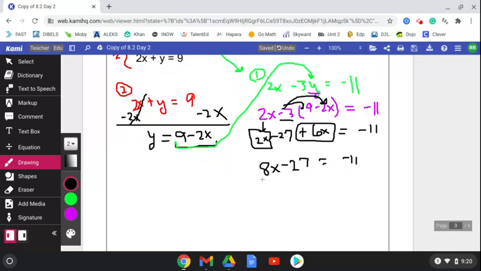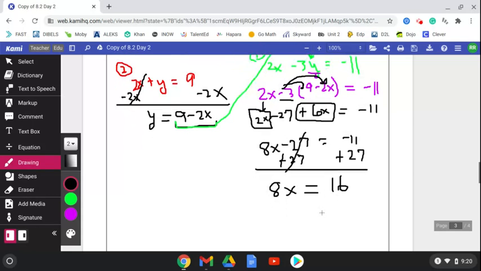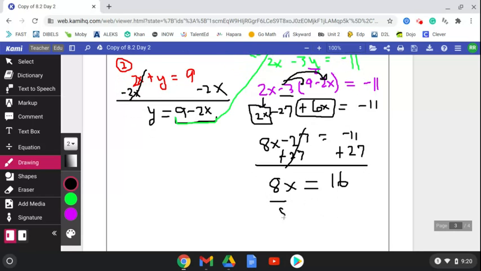Because your x terms are on the left side, you need your numbers on the other side. So undo the subtraction by addition. Add 27 to both sides. That way those 27s cancel, and 8x is equal to negative 11 plus 27. That's 16, right? Same signs add, different signs subtract, keep the big guy. Solve for x by dividing both sides by 8. Those 8s simplify, and so x is equal to 2.